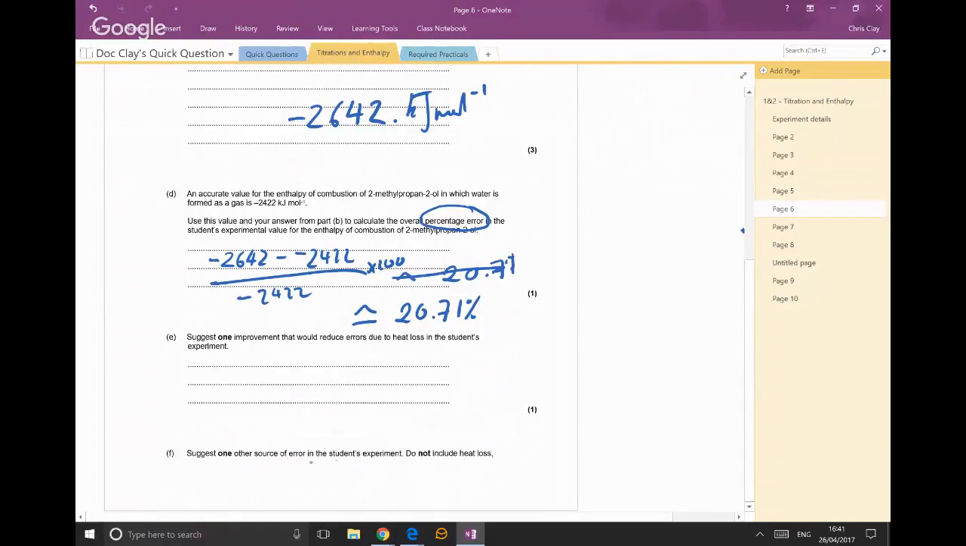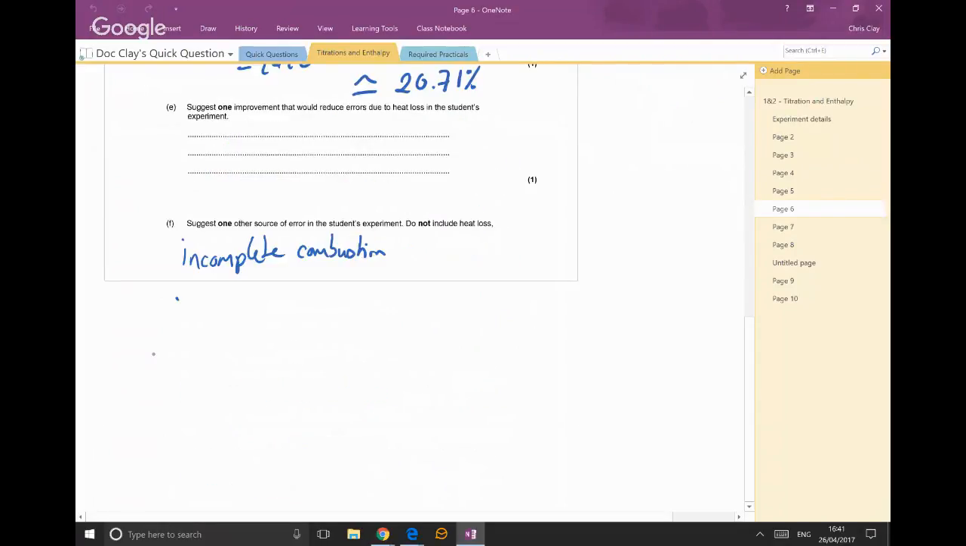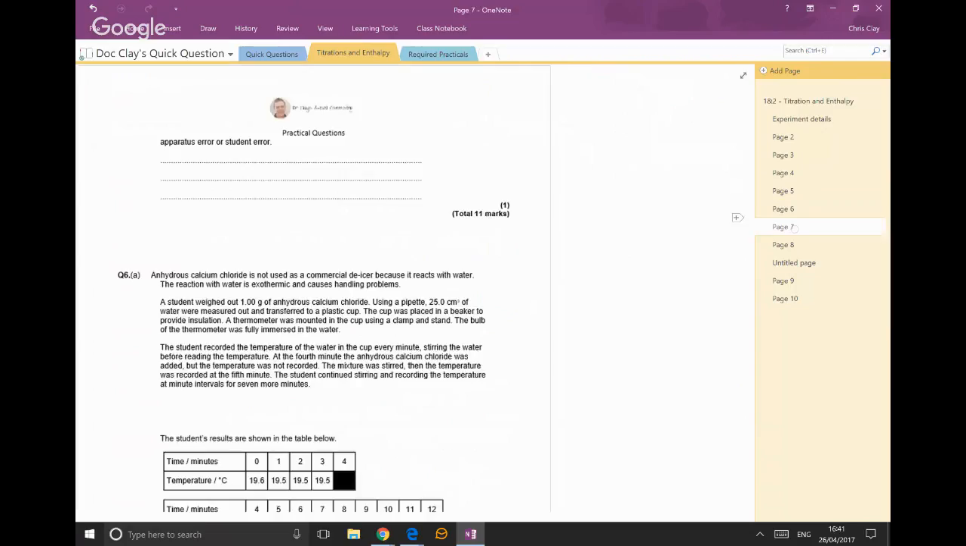Suggest one other source of error in the student's experiment. Do not include heat loss. So classic one here, if you're talking about a combustion experiment, is you've got complete combustion, but you also have incomplete combustion occurring. And incomplete combustion is less efficient than complete combustion. And so is an error with this particular experiment. How can you improve it? Well, you can increase the airflow. It's not asked for in this question, but increase the airflow, or more importantly, the oxygen flow to the sample. Okay, there we go. There's the rest of that question.